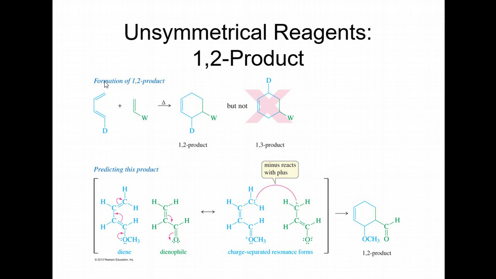That's what this page is about. Well, now it's the opposite. Now your D and your W want to be 1,2 from each other rather than 1,3. So that does not happen. And the reasoning is exactly the same thing.